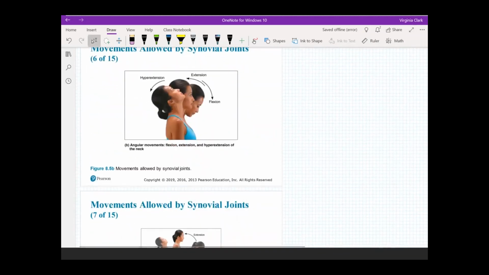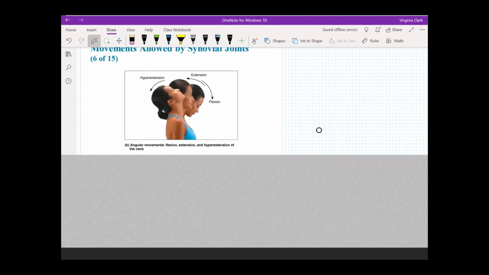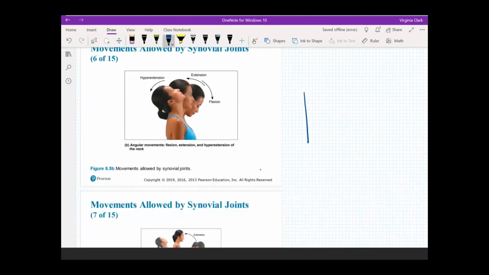So you can see how with flexion and extension, here's our neutral position of our head. If we move it forward, we decrease the angle of the joint. That's flexion.